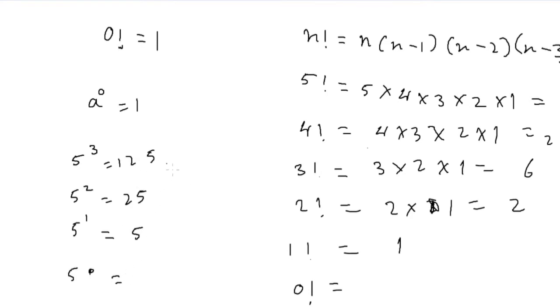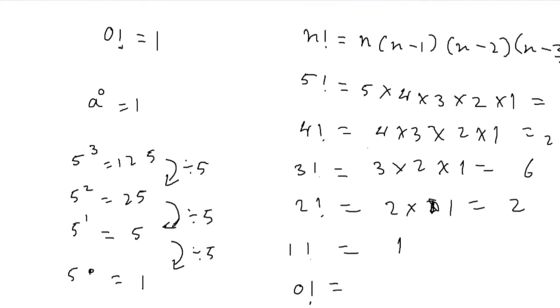So what we can see is that there's a pattern. 5 to the 3 divided by 5 is 5 to the 2. And 5 to the 2 divided by 5 is 5 to the 1. So 5 to the 0 should just be 5 to the 1 divided by 5. So 5 divided by 5 is equal to 1. And this works for all numbers.